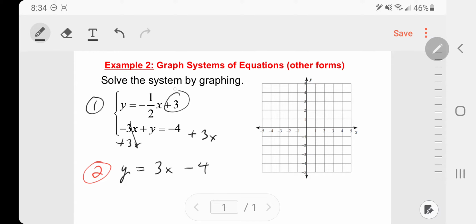All right, so this one's going to start at positive 3. And then from there, it's negative 1 over 2. So I go down 1 and to the right 2. Or I could go up 1 and to the left 2. Either one is acceptable. And we'll go ahead and draw our line.